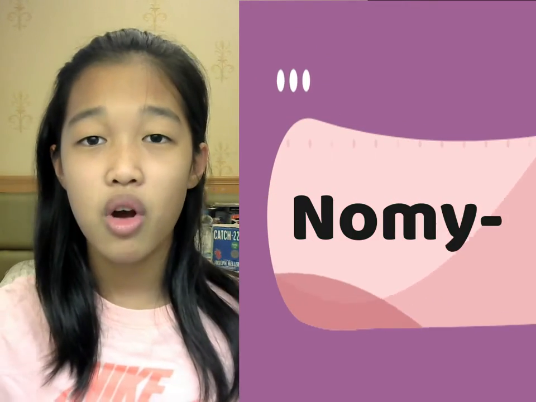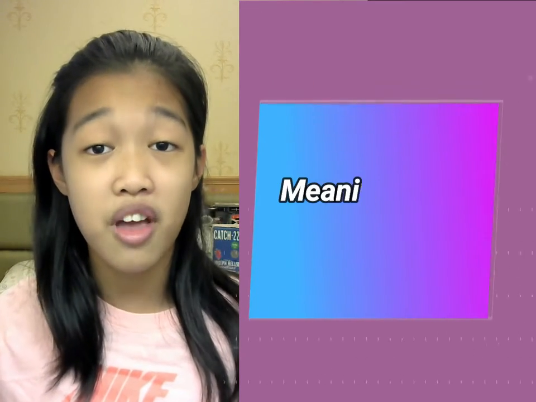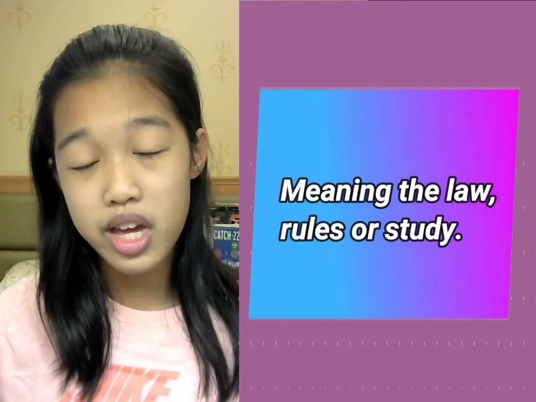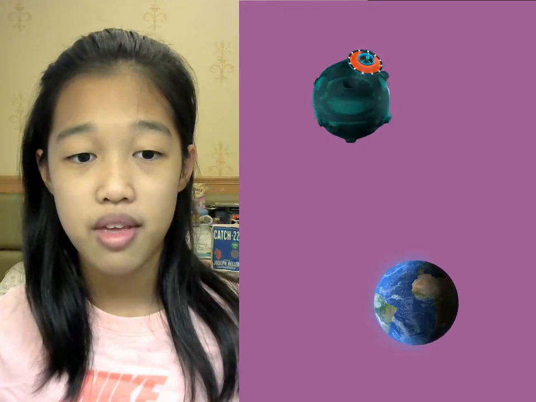Alright, our next word stem is nomy. Nomy means according to the law, meaning the rules or the study of something. So here are some examples. Our first example is astronomy. Astronomy is a branch of science about celestial objects, space, planets, and about the physical universe as a whole.